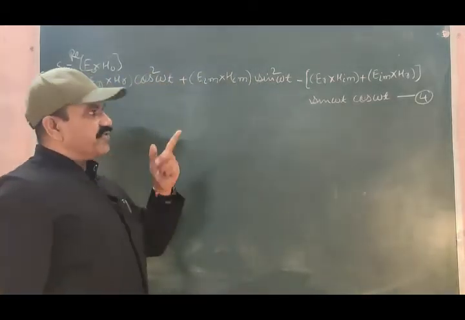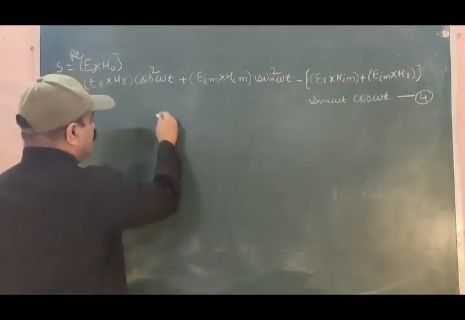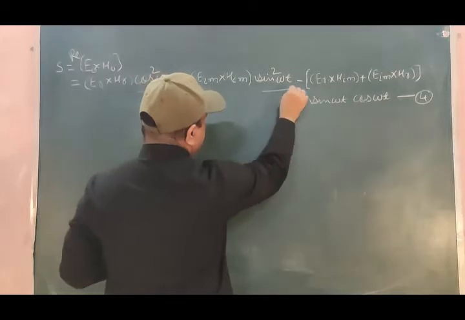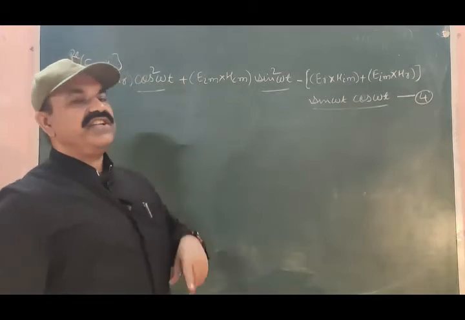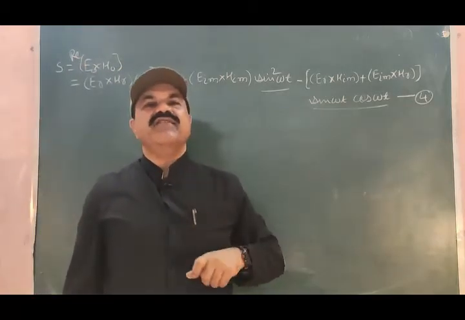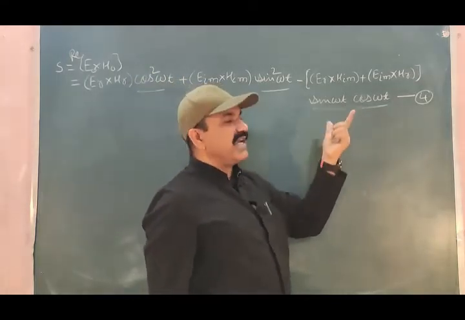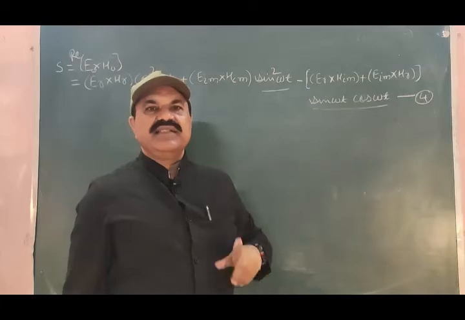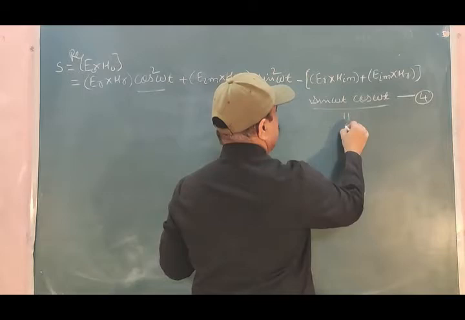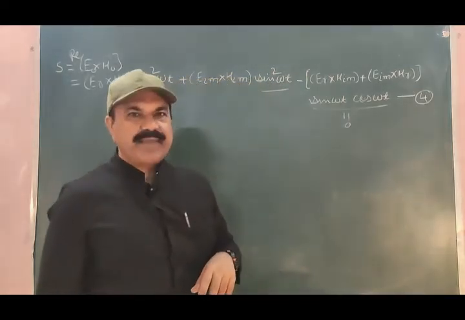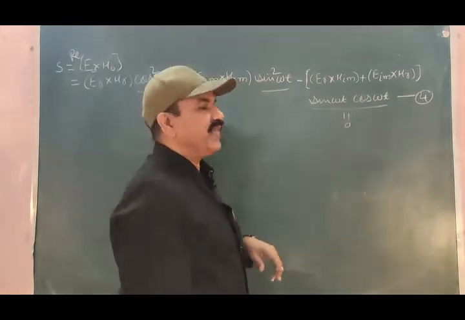How to write equation 4 in a simplified form for the Poynting vector? Let us talk about this term, and this term. This Poynting vector is expressed in time varying fields. What is the time average of sin omega t cos omega t? The time average of sin omega t into cos omega t is always 0.